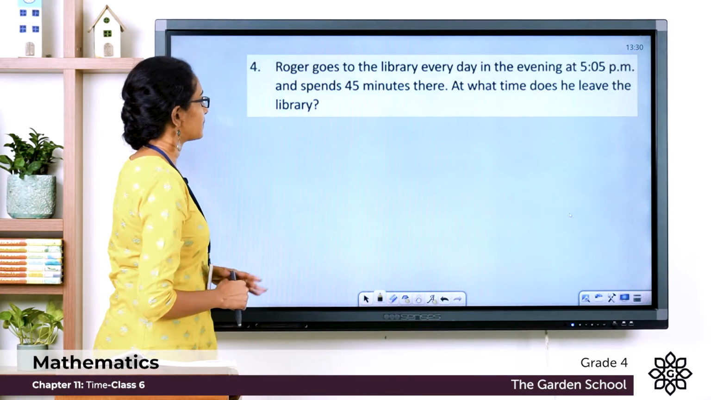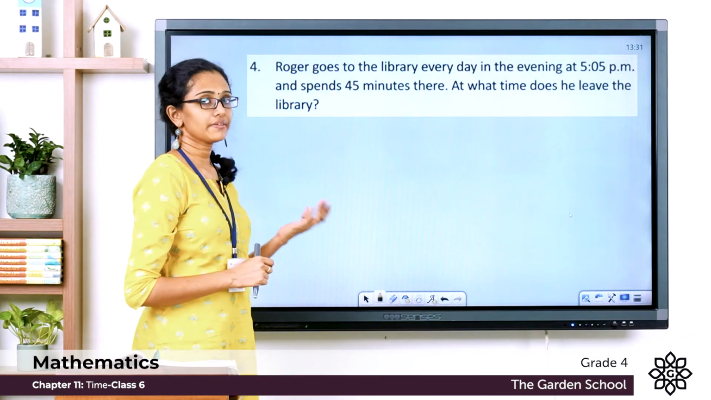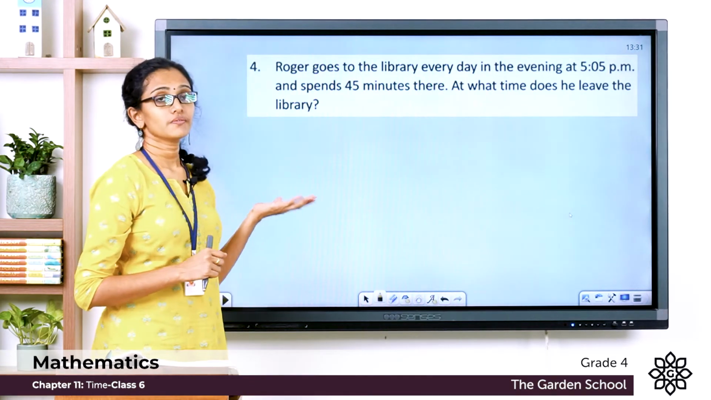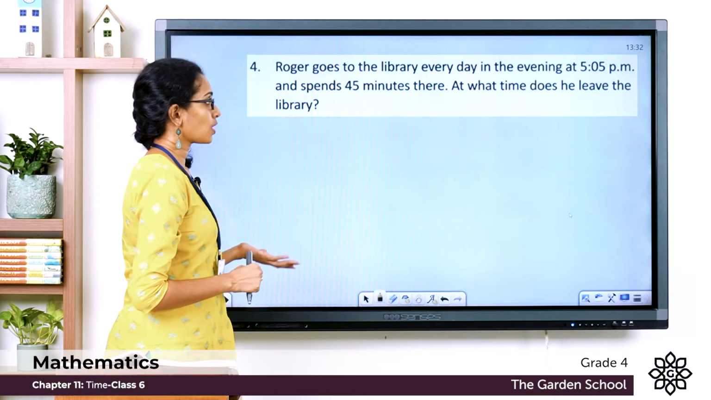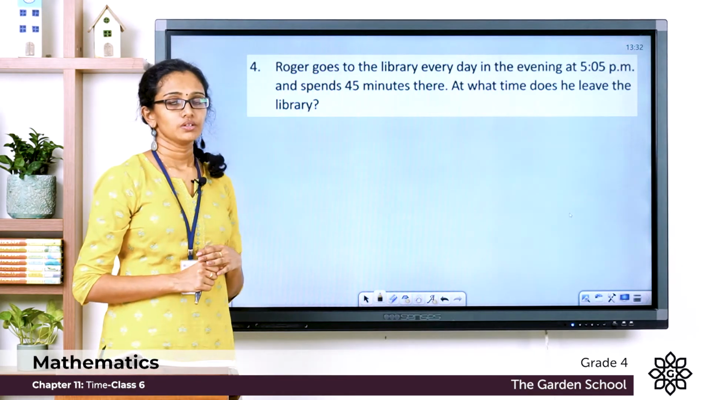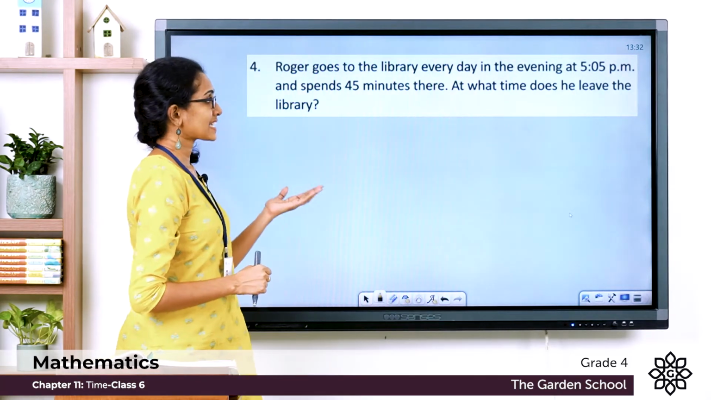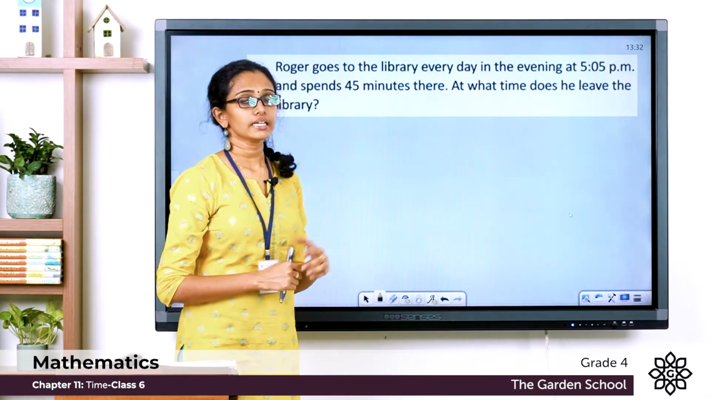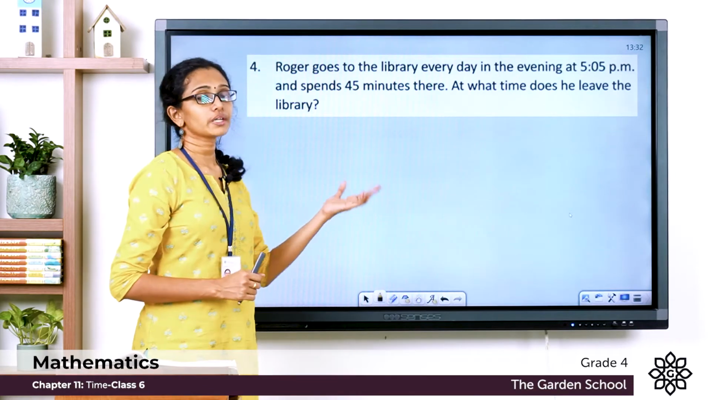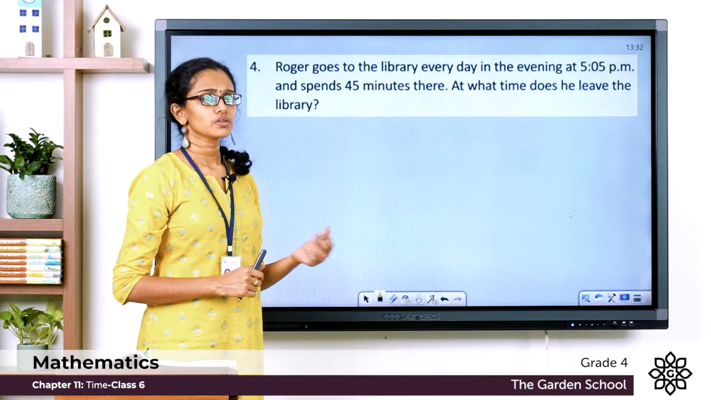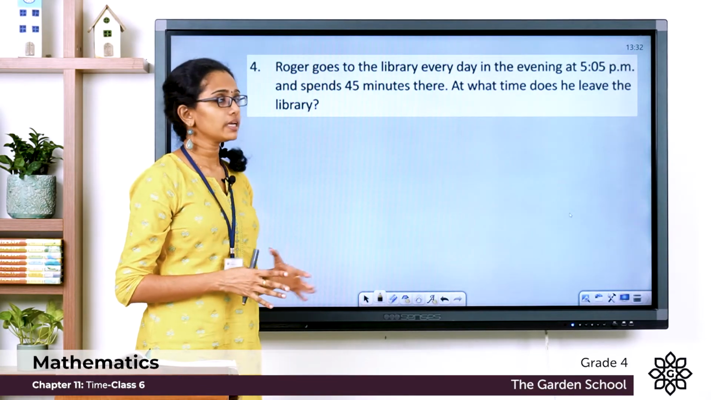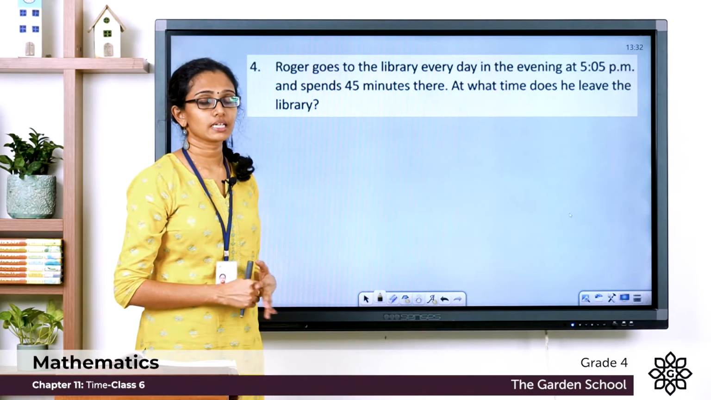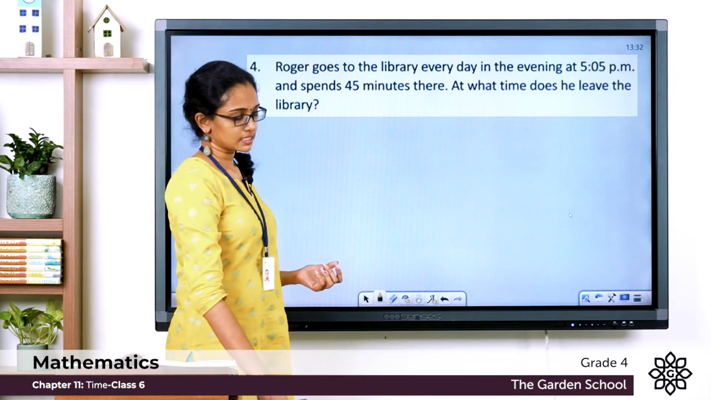Now, the next question. Roger goes to the library every day in the evening at 5 p.m. and spends 45 minutes there. At what time does he leave the library? So, what time is given? See, the time he reaches the library is given and it is 5 in the evening. And he will spend 45 minutes in the library every day. So, at what time would he leave? It would be this 5 p.m. plus the 45 minutes that he spends at the library.